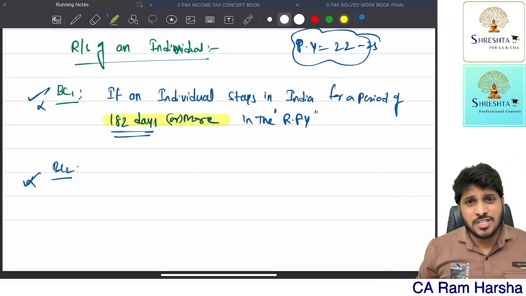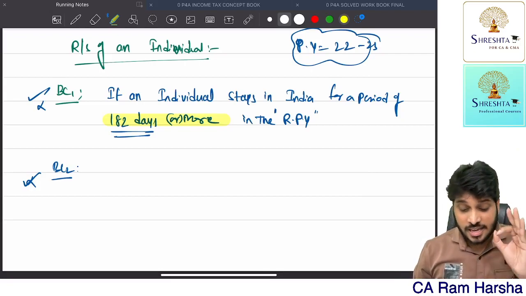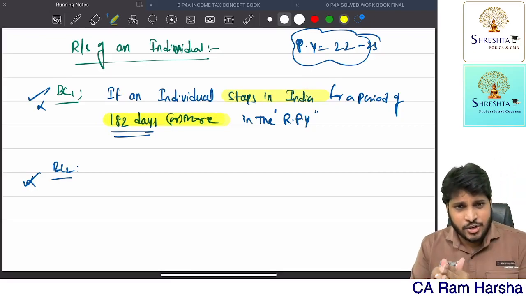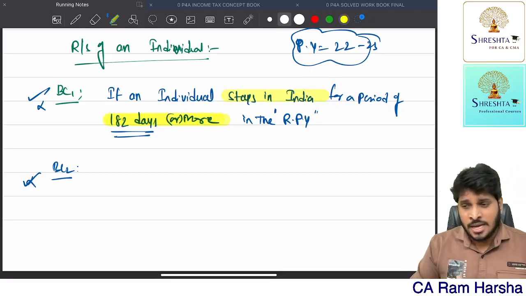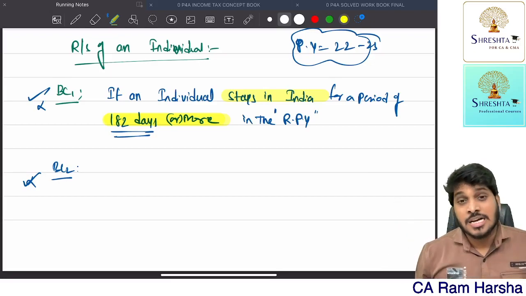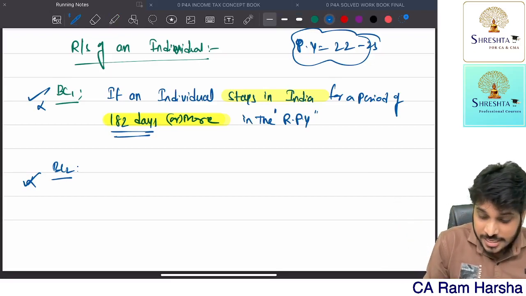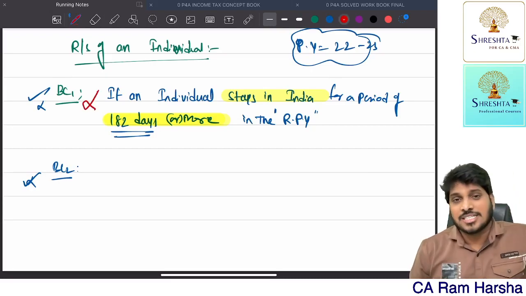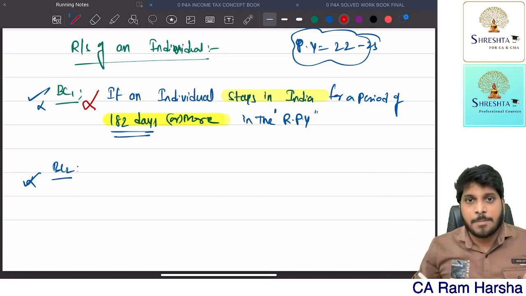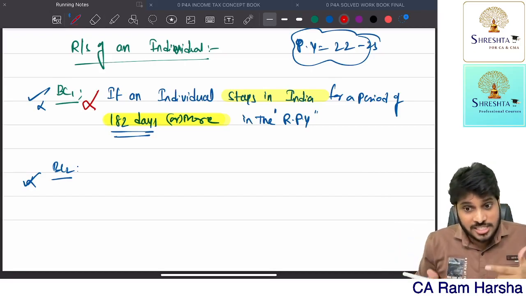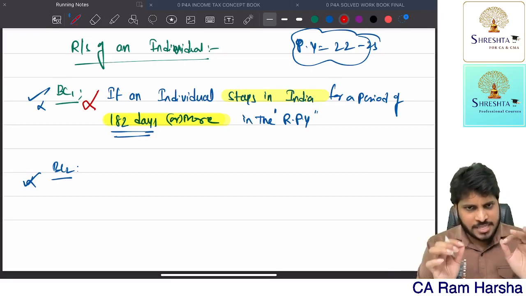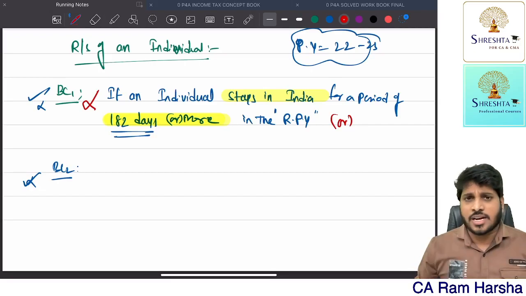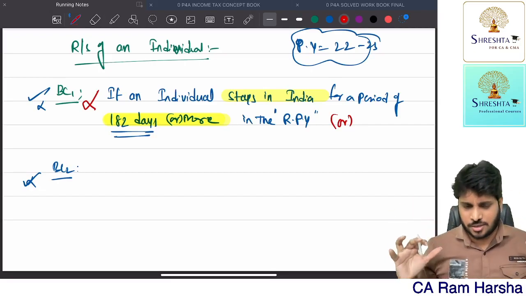So in the relevant previous year, basic condition 1 says what? If the individual stays in India for 182 days or more in the relevant previous year, that's it, he is a resident. Suppose this condition is not satisfied, if basic condition 1 is not satisfied, then come and check basic condition 2. Don't declare that he is a non-resident. No. Basic condition 1 is not satisfied. We have another condition to be checked. Okay, let us check another condition which is a little relaxed condition.